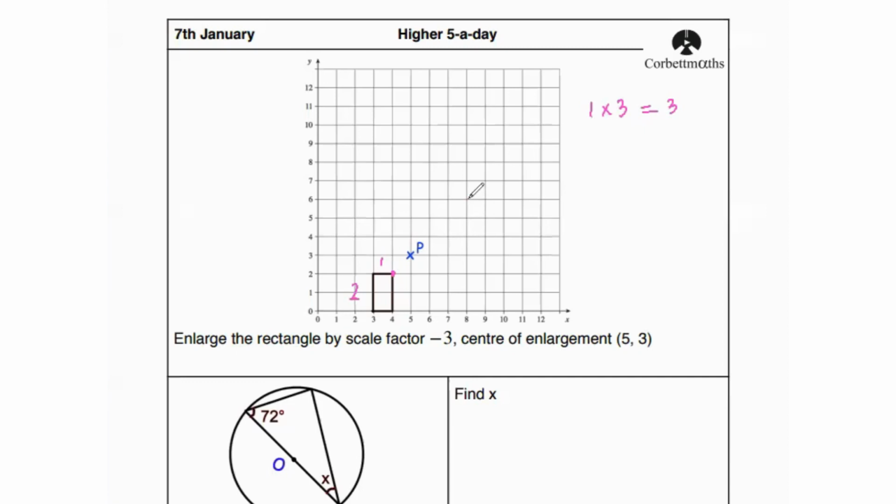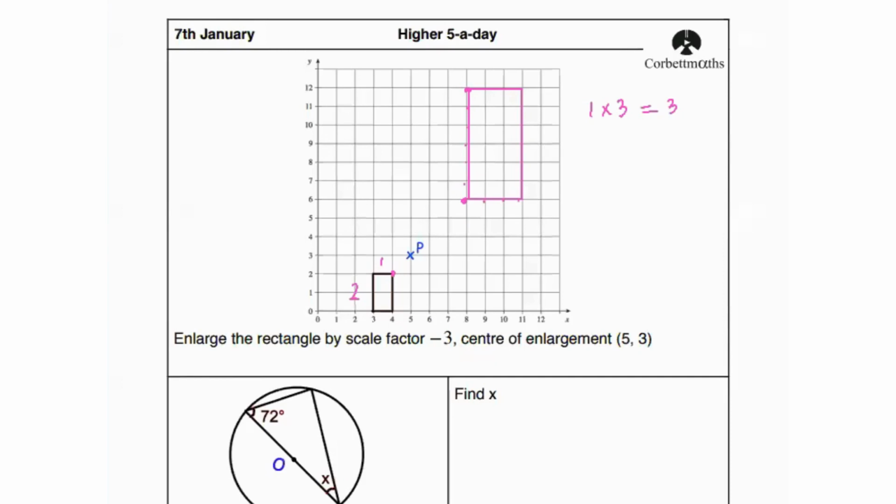3 over 3. So 1 point is going to be like this. Then this distance was 2 boxes. So that's going to become 6. So 1, 2, 3, 4, 1, 2, 3, 4, 5, 6. And then 1, 2, 3. This is going to be our enlarged shape.